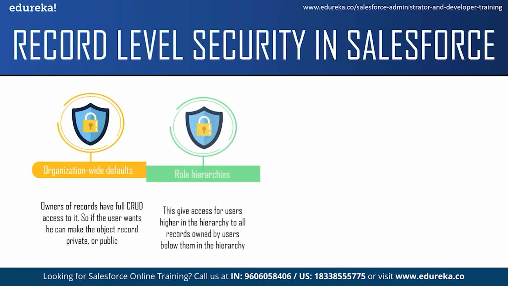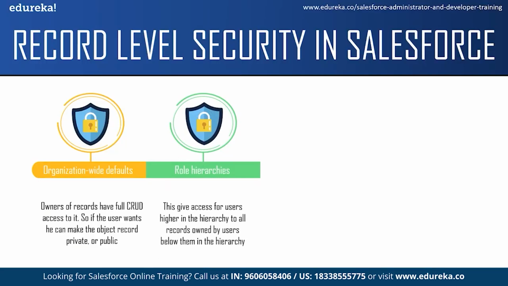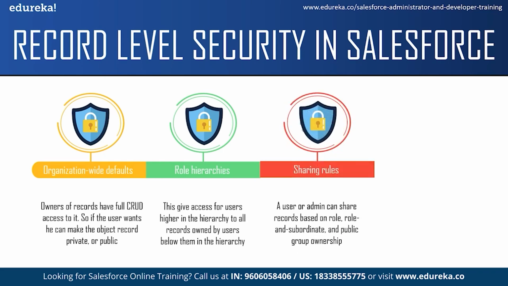The next way is role hierarchy. This gives access for users higher in the hierarchy to all the records owned by the users below them in the hierarchy. For example, the sales representative can only view their record and not their colleague's record, but the managers can view all the sales representatives' records. Now, role hierarchy does not have to match your organization chart exactly. Instead, each role in a hierarchy should represent a level of data access that a user or a group of users needs. Now, the question arises here is, how can I share my records with my fellow employees?